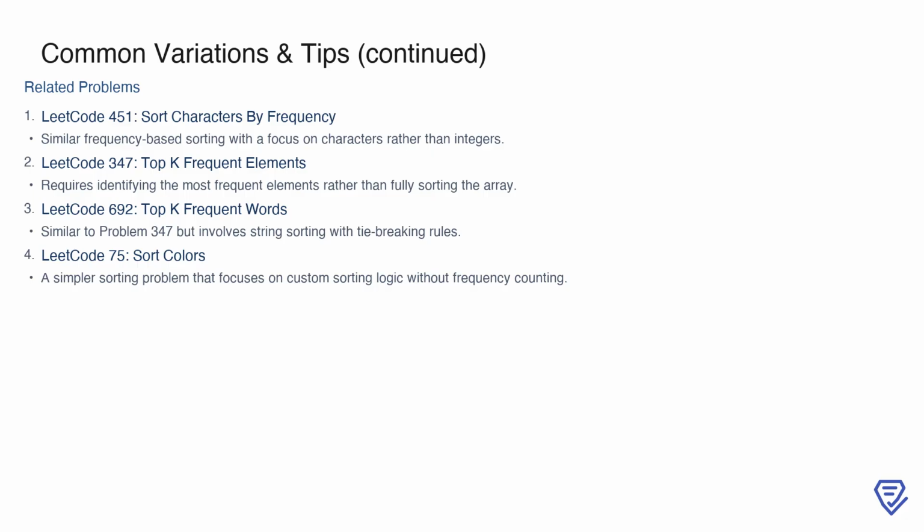For instance, LeetCode 451, which involves sorting characters by frequency, is a similar task but focuses on characters rather than integers. Another related problem is LeetCode 347, where you identify the top k frequent elements instead of fully sorting the array. LeetCode 692 builds on this idea but applies it to sorting strings, with additional tie-breaking rules specific to words. Lastly, LeetCode 75, known as Sort Colors, presents a simpler sorting challenge without frequency counting, but it's a great way to practice implementing custom sorting logic effectively.